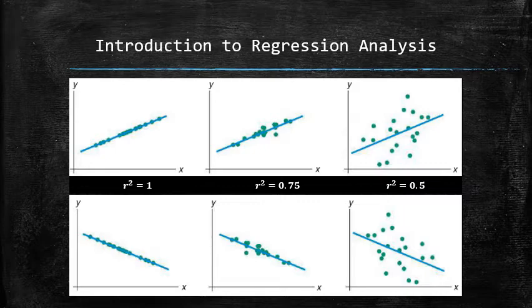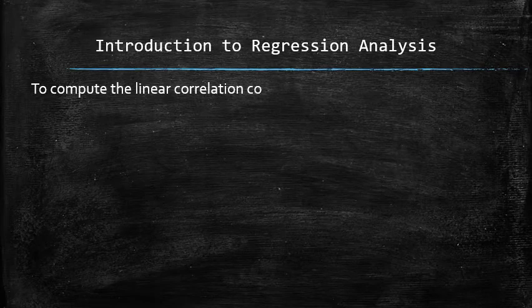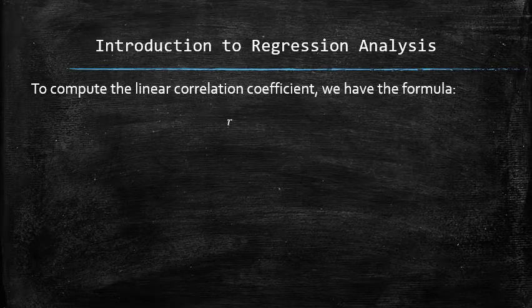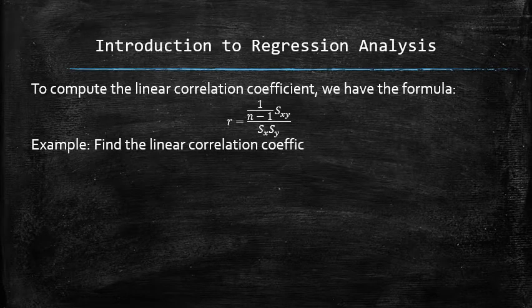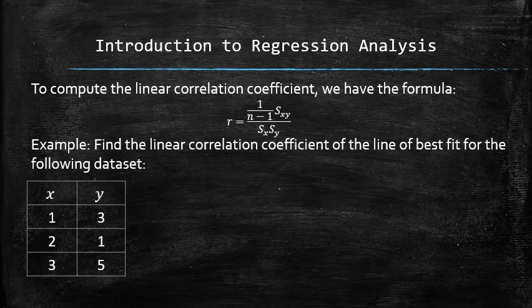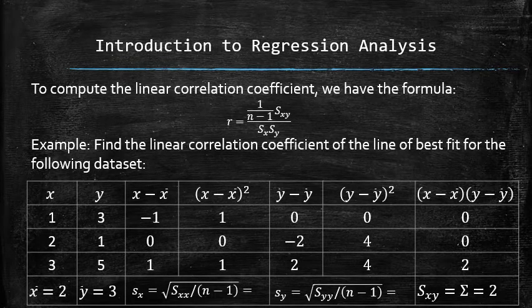To quantify this difference, we use the linear correlation coefficient R. To compute it, we again have to do a bit of math. To compute the linear correlation coefficient, we have the following formula. For example, let's find the linear correlation coefficient of the line of best fit for the following dataset. To do this, we are going to use the following template. We fill out the table the same way we did for the coefficient of determination.